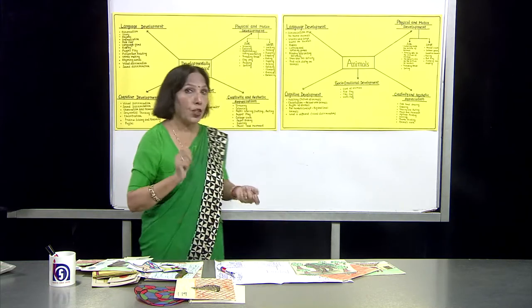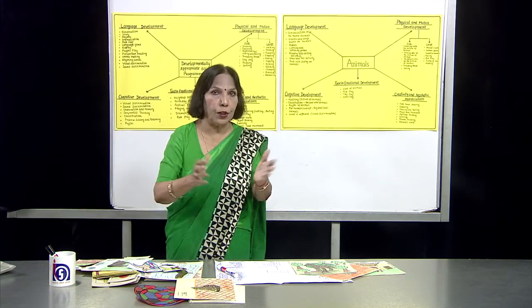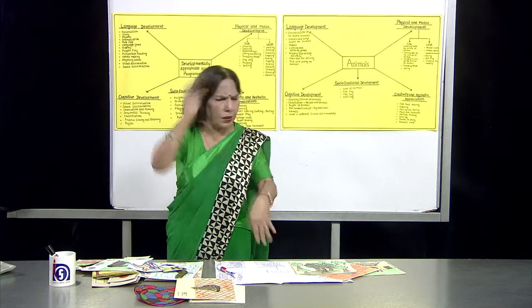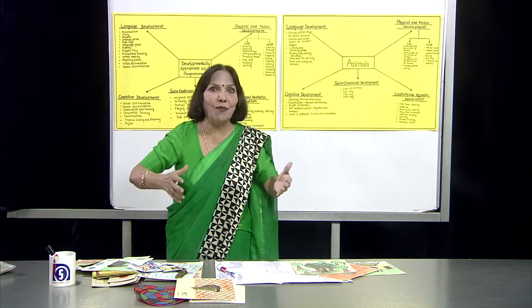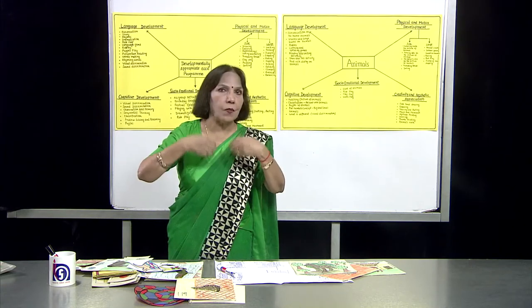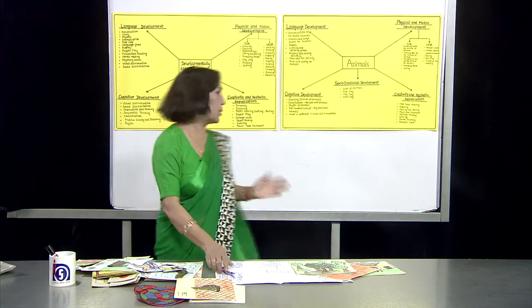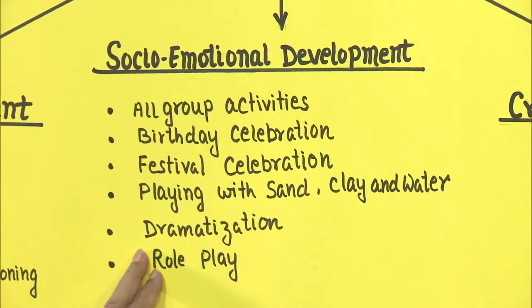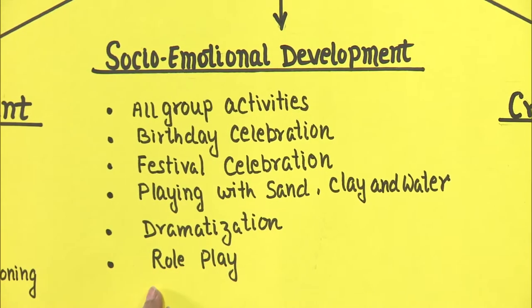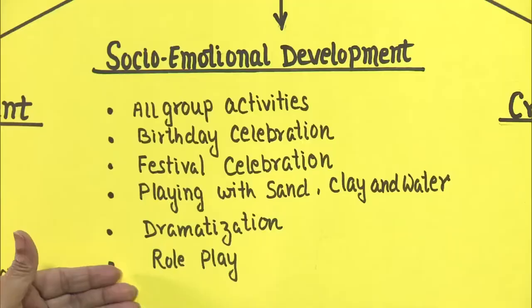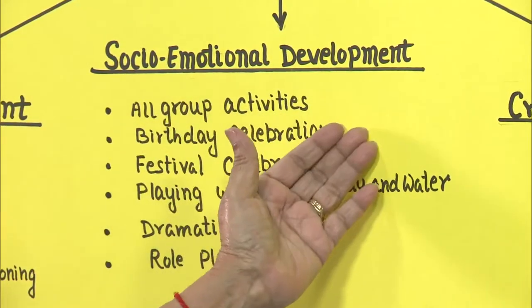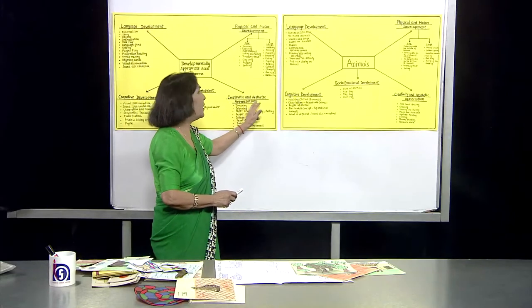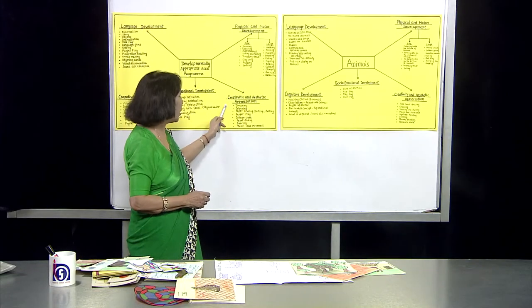And water play. For water play, when you give them water, what do they do? They go chap chap chap chap. So they enjoy this, and in this way they release their emotions. So dramatization and role play. With this exercise we can develop their social and emotional development. Then come creativity and aesthetic appreciation.